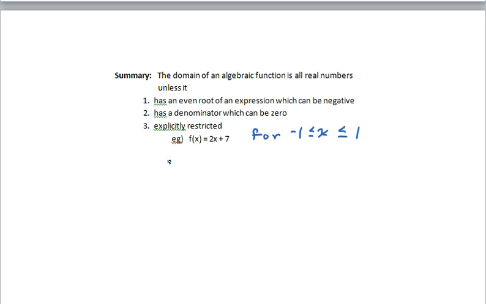But with the restriction, the domain is the closed interval from negative 1 to 1. So if we were to graph this, there would be an end point on both ends of this line, not arrows. This would be where x equals negative 1, and this would be where x equals 1.